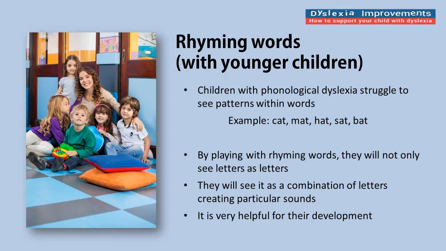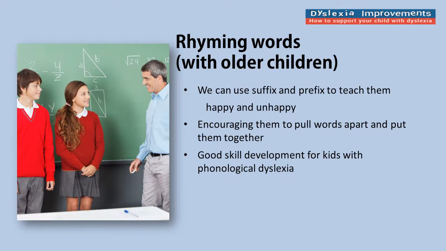Another thing you can do with older children, say late primary, is use suffixes and prefixes really well. Take the word happy: if you put un at the front, you have unhappy. What that's doing is teaching these kids that you can have happy or you can have unhappy. You're changing things around a bit. They're pulling words apart and putting them back together. Even words like happiness, never mind that the Y turns into an I, but you get what I mean.